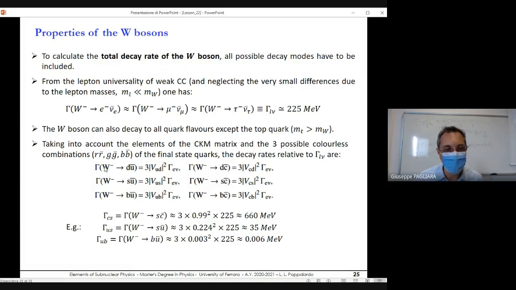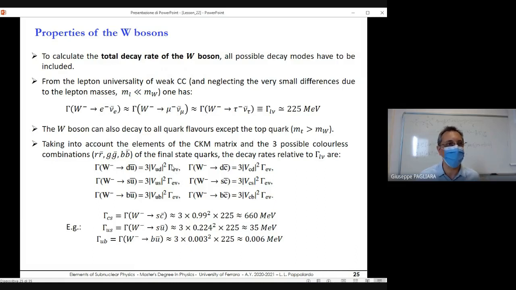So, for instance, the decay of the W into a d u-bar has a factor of 3 that comes from the three possible colorless states of the final state quarks. We have zero color in the initial state, so we have to have zero color in the final state. So we have three possibilities: red anti-red, green anti-green, blue anti-blue. This is the factor of 3. Then we have the proper element of the CKM matrix squared, V_ud in this case, and we just have to multiply this by the width calculated before.